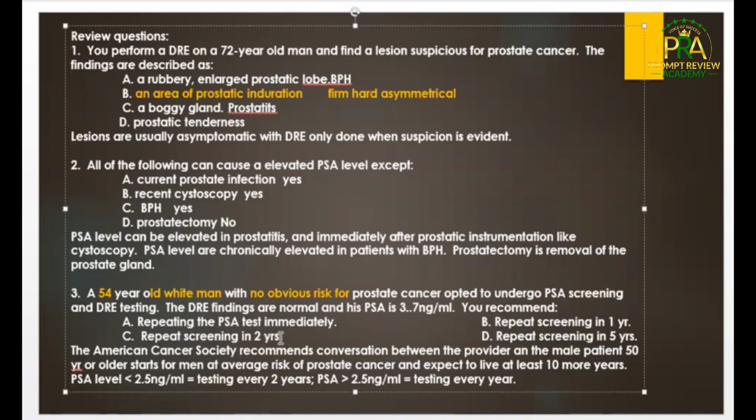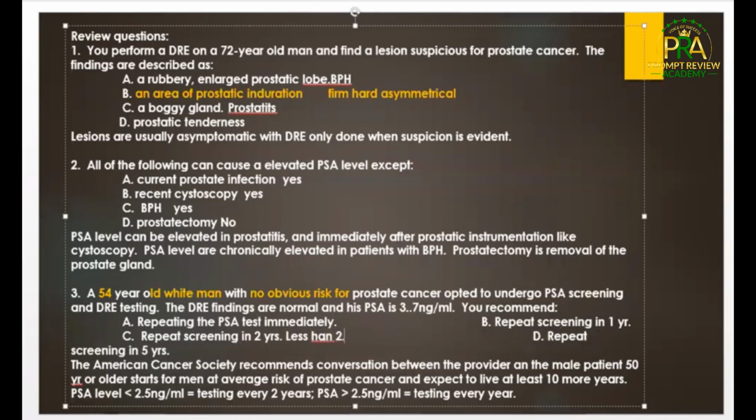Repeat screening in 2 years? No. Remember, we said you repeat in 2 years if it's less than, depending on the book you are using, 2.5. Some books say 2, some others say 2.5. So if it's less than 2.5, you do it every 2 years.